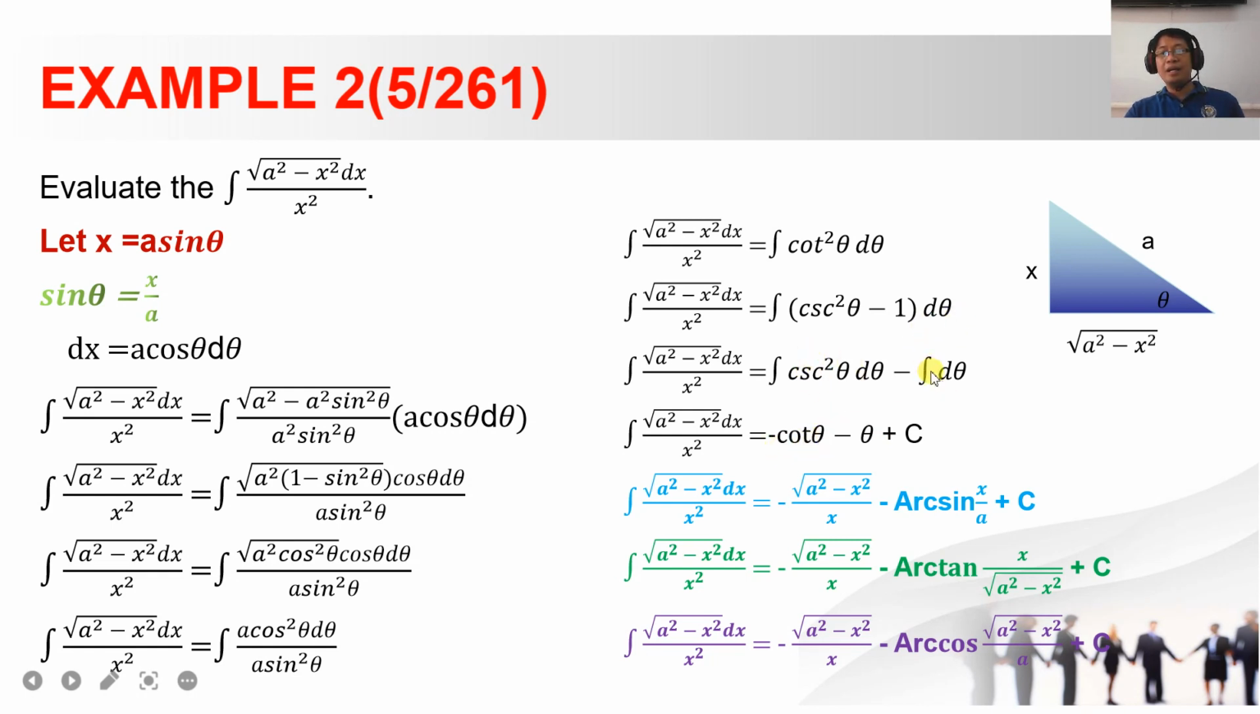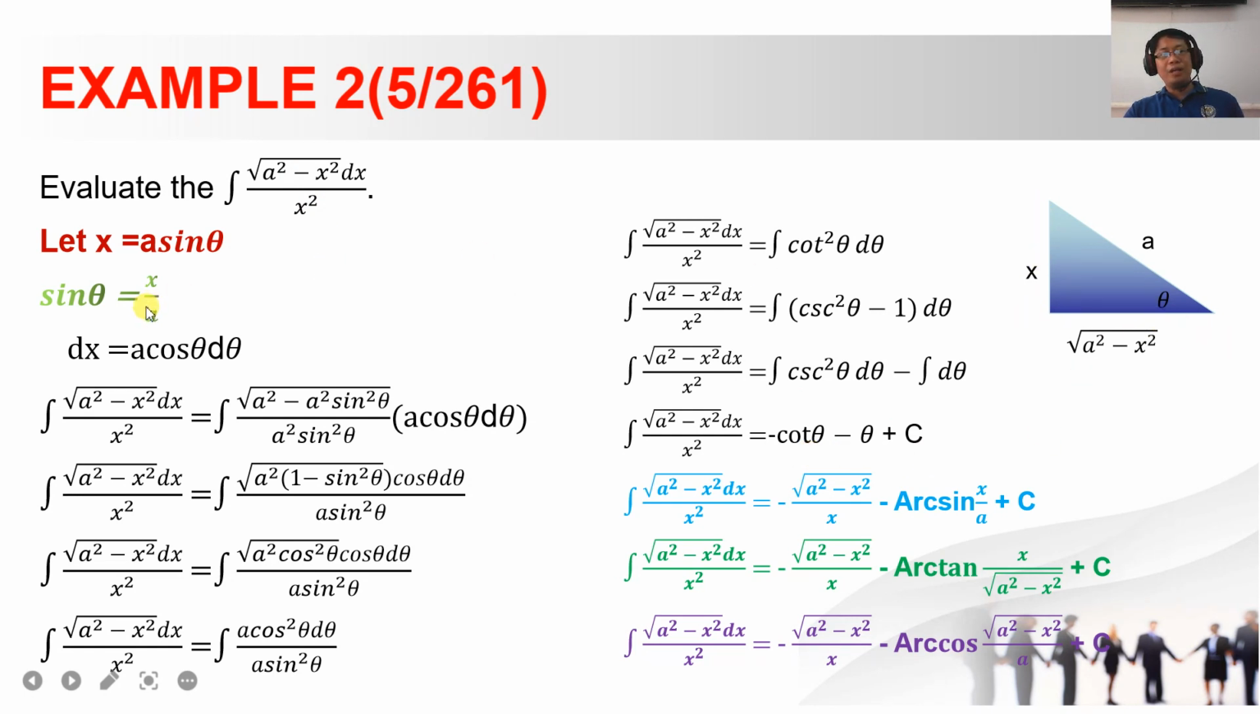The integral of d theta is just theta. So now we have integrated, but you will notice that the result became a trigonometric function. But the original variable is x, so that's why we will bring it back. In this case, we will use the triangle.